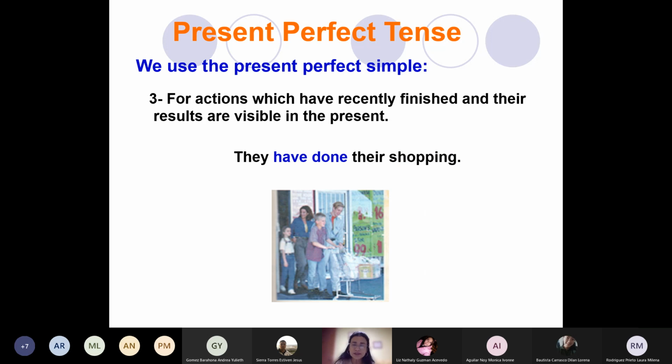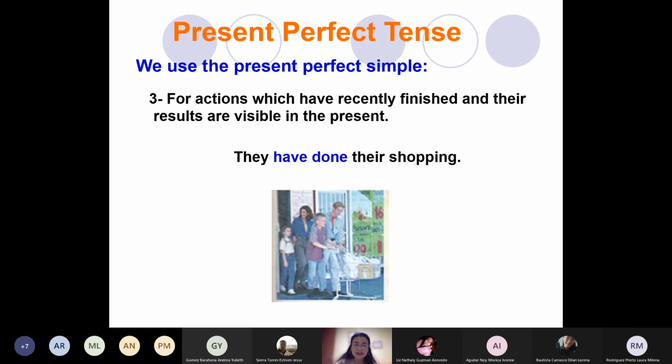Also, you use the present perfect tense for actions which have recently finished and the results are visible in the present. For example, this family. They went to the supermarket. Eso es pasado. Ellos fueron al supermercado. ¿Qué ha pasado? Ahorita vemos la imagen. Ellos fueron y han comprado. Han hecho las compras. Han hecho el mercado. They have done their shopping.